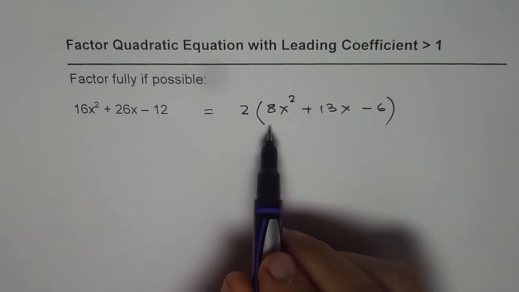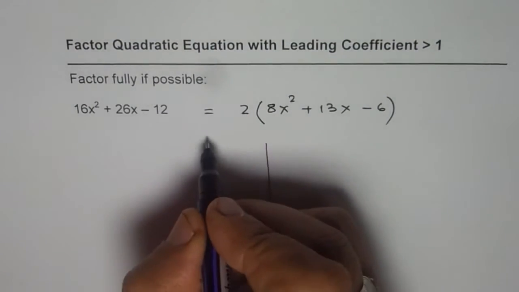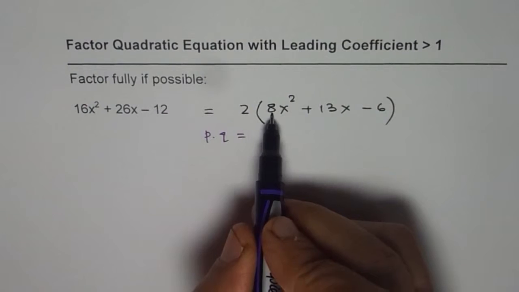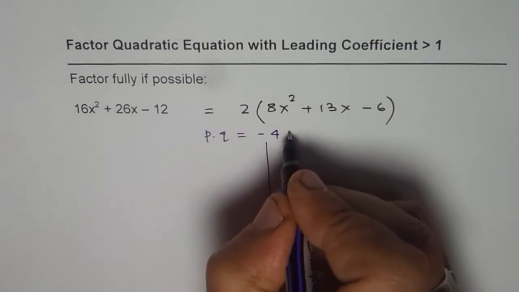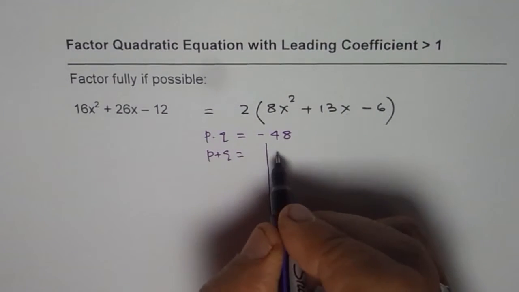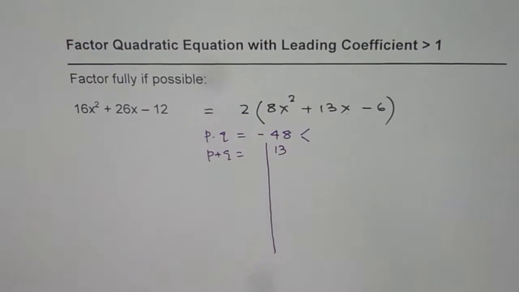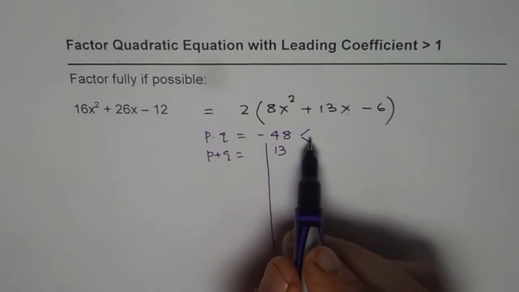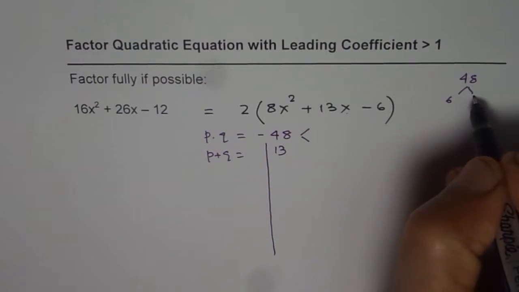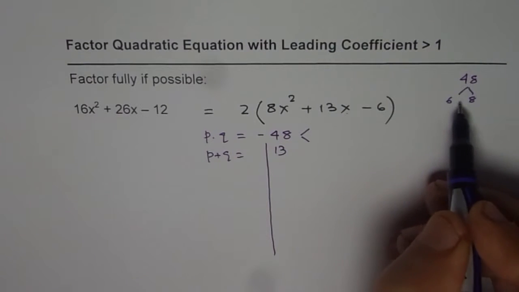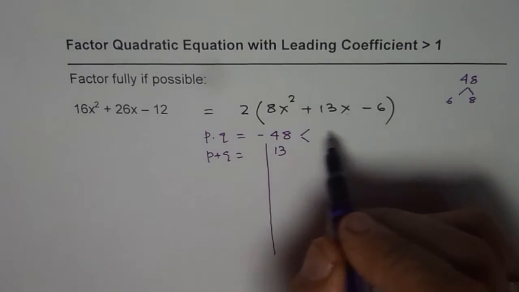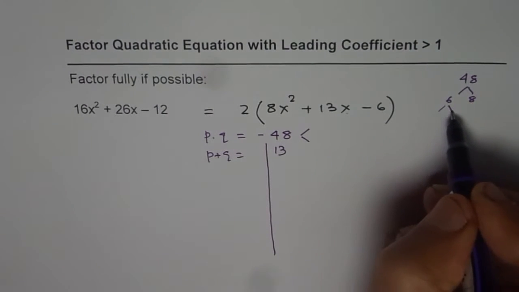We are looking for two numbers whose product, let us say p and q are the two numbers, is a times c, which is 8 times minus 6, which is minus 48, and their sum should be equal to the coefficient of x, which is plus 13, right? Now what are these two numbers? Well, you can get 48 by 6 times 8. So 6 times 8 doesn't work. It doesn't work since its addition is 14 and not 13. Anyway, we need negative. That means one of the numbers is negative, the other number is positive.